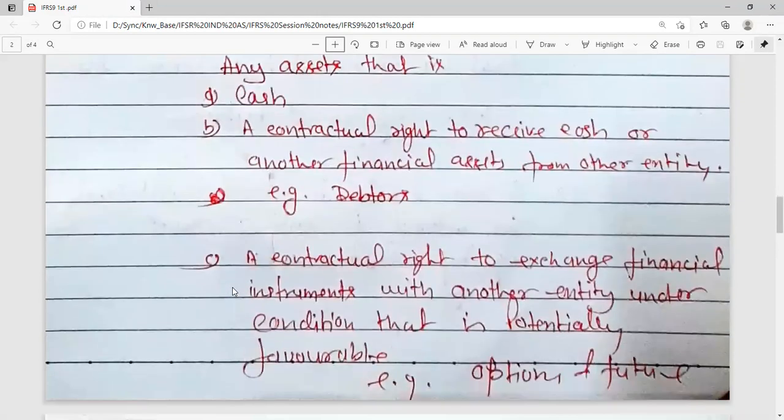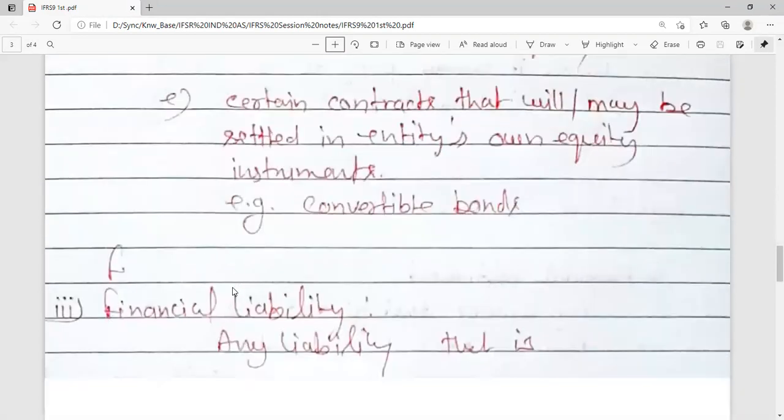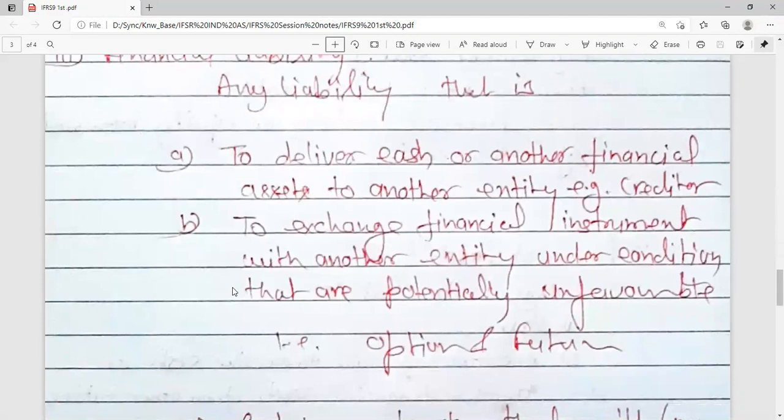Likewise, financial liability has three things, like a contract to deliver cash or another financial asset to another entity, that is our creditors.